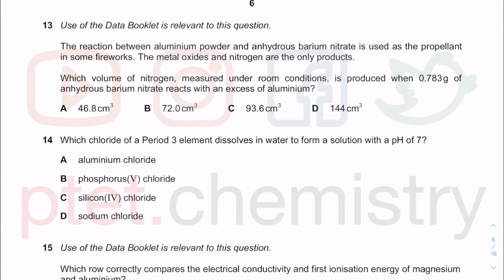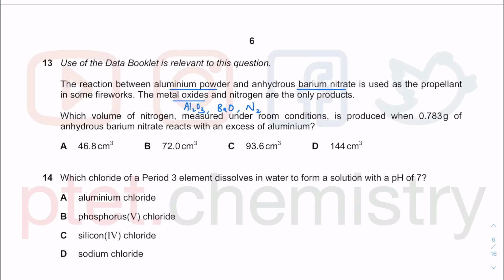Question number 13. What we have here is aluminium powder reacting with anhydrous barium nitrate, and you're told that you only get the metal oxides. In that case, you get Al2O3 as well as barium oxide, and you produce nitrogen as the only other product. So this seems like a stoichiometric calculation kind of question. What we need to do is have a balanced chemical equation before we even attempt to get the answer. Okay, so Al2O3 plus barium oxide plus nitrogen gas.